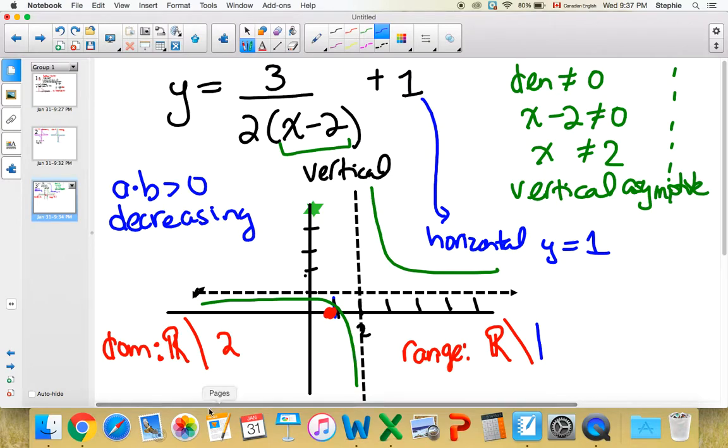Always for a rational function, your domain will be all of R except your h, and for range, it's all of R except your k. That's pretty basic. Now let's figure out the zero, because the zero gives us an indication of when this is positive and when this is negative. So let's figure out how to do the zeros. Next screen.